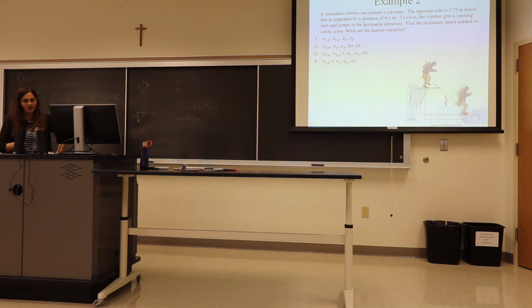Maybe we'll have time. Okay, so we have a mountain climber that encounters a crevice, and the opposite side is 2.75 meters lower and is separated by a distance of 4.1 meters. To cross, the climber gets a running start and jumps in the horizontal direction. Our goal is to find the minimum speed that he needs to jump across safely. So we're going to break this down again. My question now is, what are the known variables?